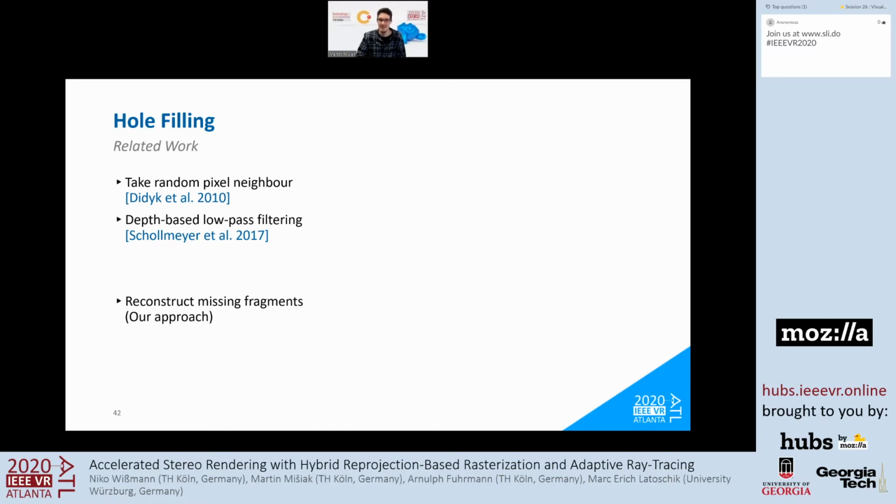Schollmeyer et al. implemented a more sophisticated inpainting technique. However, a core limitation still remains. No previously hidden information can be generated this way. So instead of hiding the reprojection errors, we chose to correctly reconstruct them.